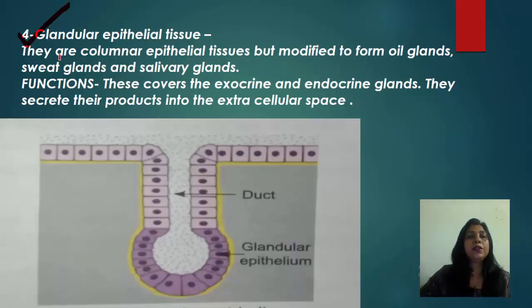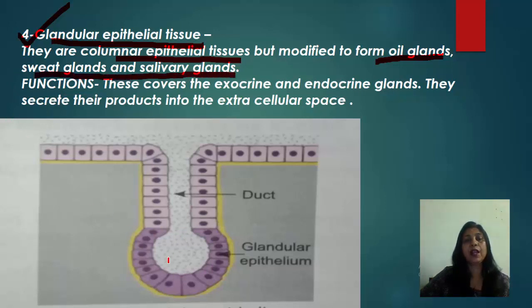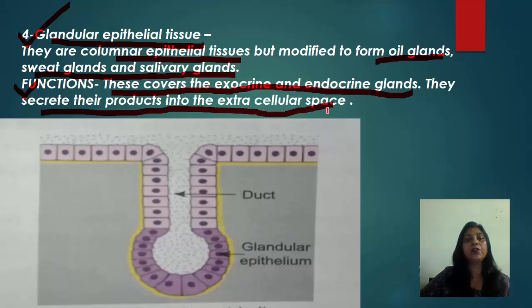Now next in the series is glandular epithelial tissue. As you can see, the name suggests its function is just like that of glands. They are columnar epithelial tissue, but they are modified to form oil glands, sweat glands and salivary glands. You can see this glandular epithelium tissue. It looks like a gland, and it covers the exocrine and endocrine glands. They secrete their products into the extracellular space. Clear to all of you?